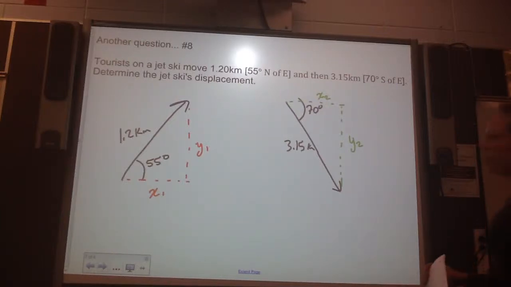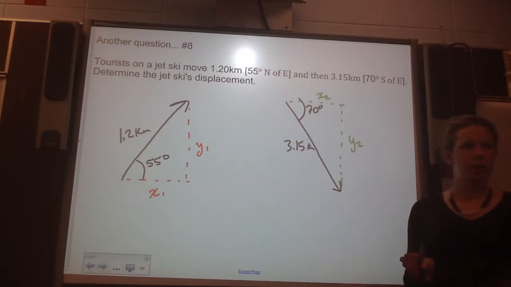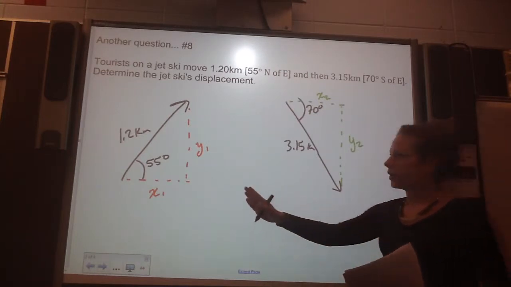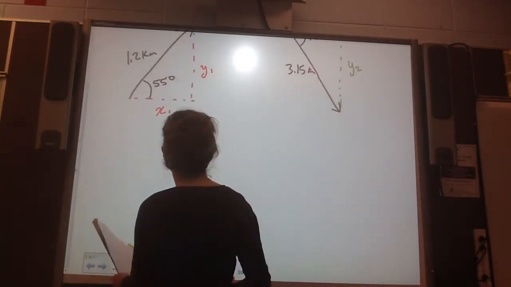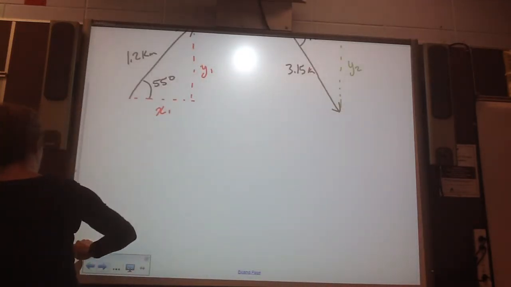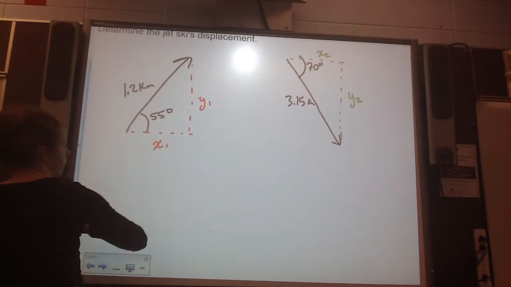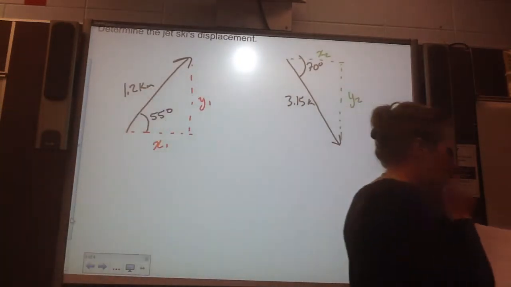So once you've drawn your two vectors separate from each other, you've probably found your x and your y. I'll go through and just write that out. If you're still working on it, you can continue working on it and just check your work.